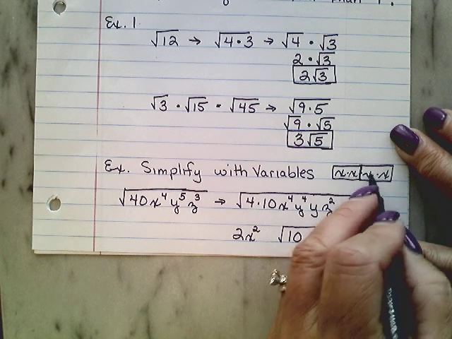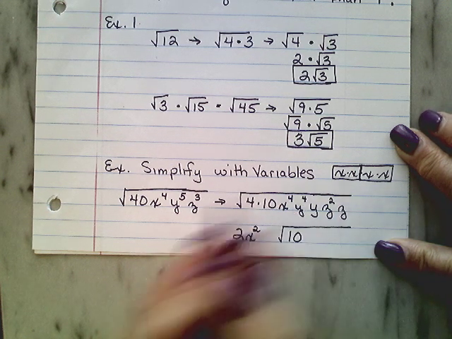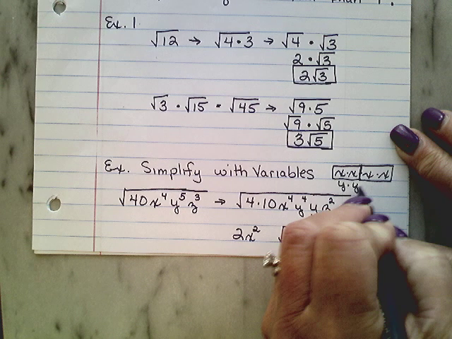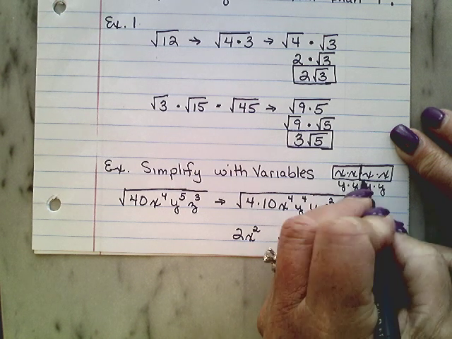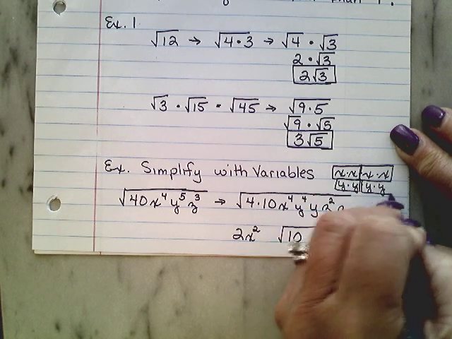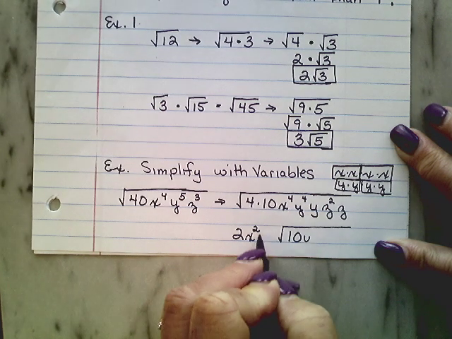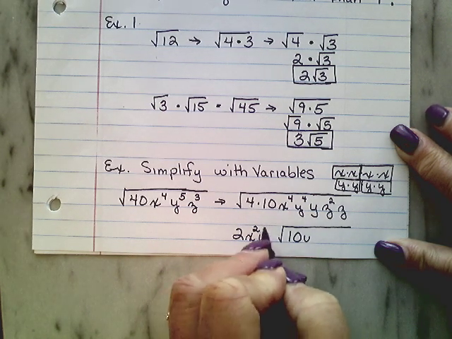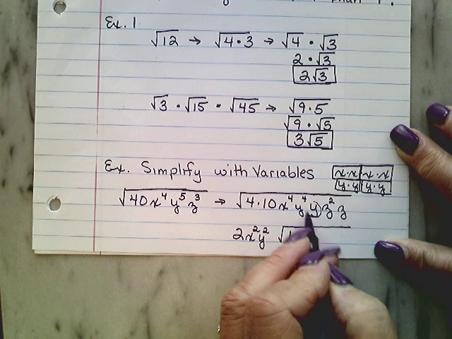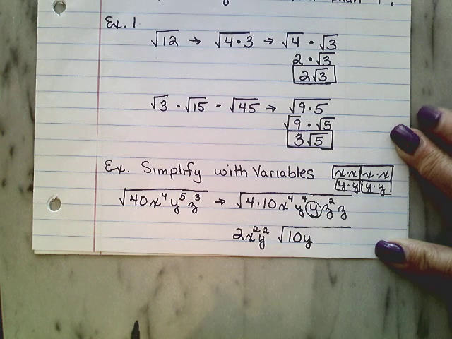I have 2 groups. Y to the fourth, it works the same way. Y times y times y times y. I have 2 groups of those. So that would become y squared. But I have 1 y left here. That has to stay inside because I cannot take the square root of that.